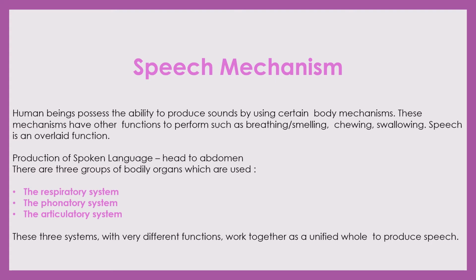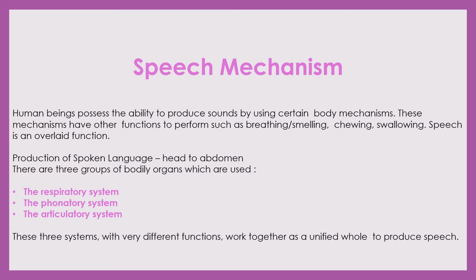For the production of spoken language, we use our body parts from head to abdomen. There are 3 groups of bodily organs which are used: the respiratory system, the phonatory system, and the articulatory system. These 3 systems, though they have very different functions, work together as a unified whole to produce speech.